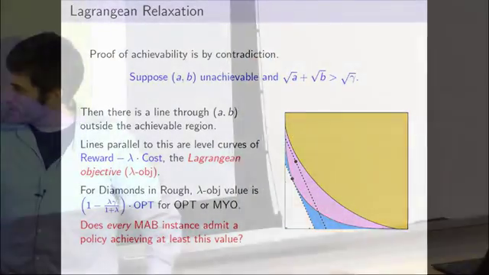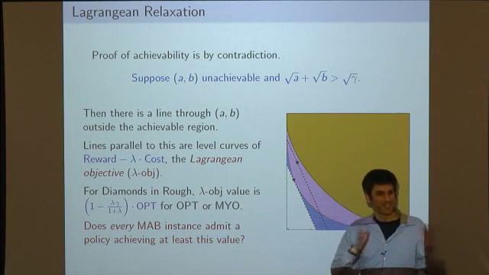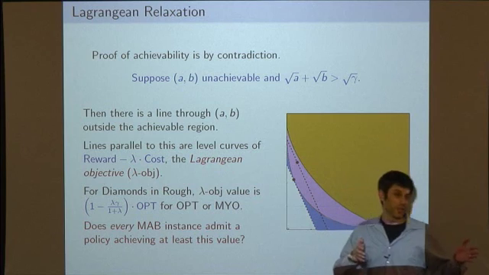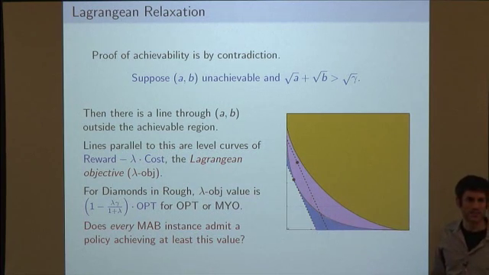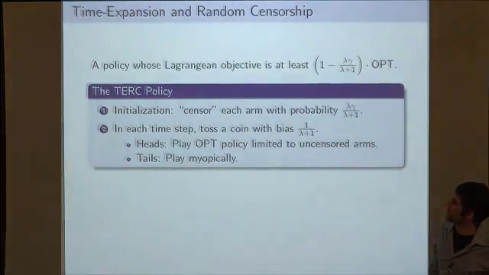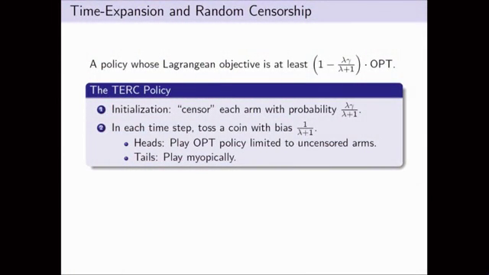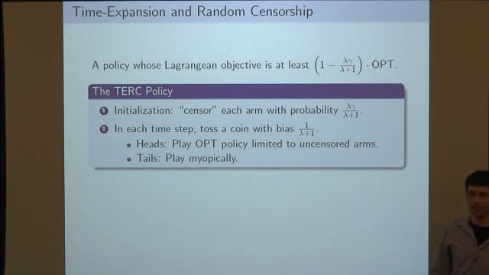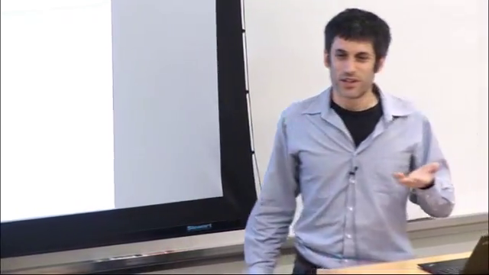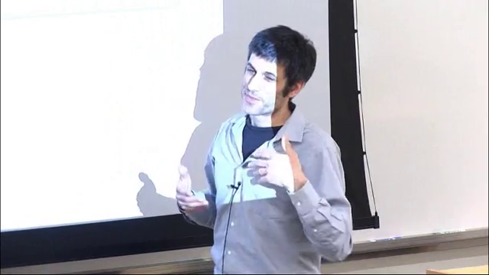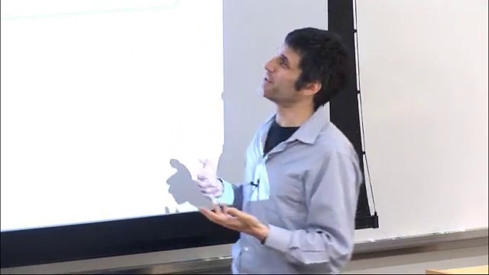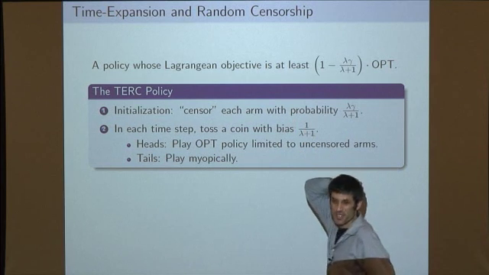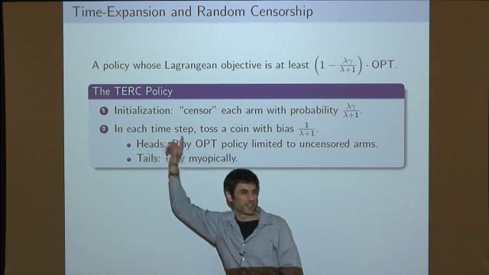OK, so proving that the answer to this question is yes is the bulk of the technical work in our paper. And I just want to present maybe 2 slides that give you a sketch of why this is true. So rather than computing the policy that optimizes the lambda objective, which we believe is probably a very, very hard, maybe PSPACE-hard problem, we design a simple but suboptimal policy that we're able to analyze. The policy incorporates 2 features that are crucial to its analysis: time expansion and random censorship. So I'll call it the TERC policy, for time expansion with random censorship.